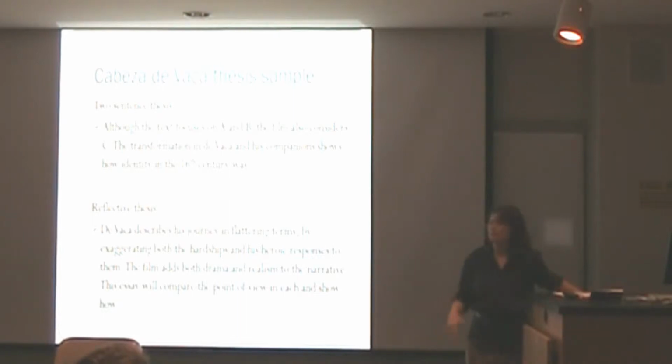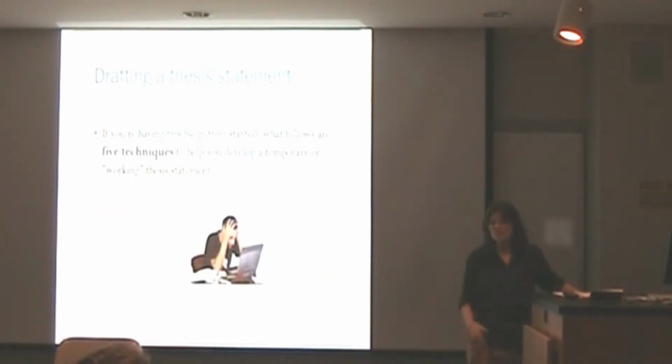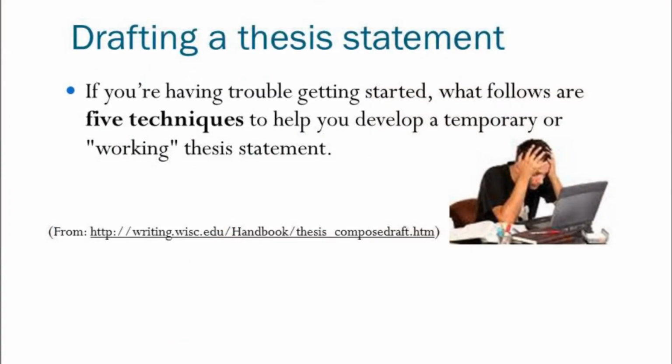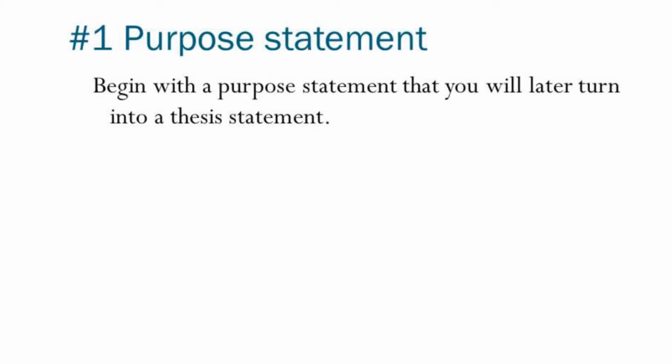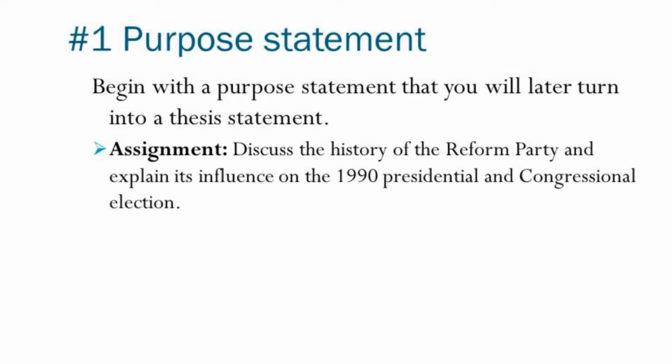Okay, I'm going to move forward now with more information just about how you can first start step 1 with drafting your thesis and then refining your thesis. So if you're having trouble getting started, consider using one of these 5 techniques. And these are all in your handout. The first one is you start with a purpose statement that you'll later turn into a thesis. So, for example, discuss the history of the Reform Party and explain its influence on the 1990 presidential and congressional election. So a typical kind of assignment you might get in, for example, a poli-sci class.